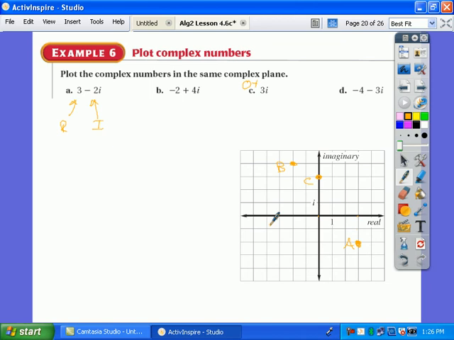And lastly, point D is very similar. We'll go to the left 4 and then down 3. So 1, 2, 3, 4. 1, 2, 3. And there's the point D.